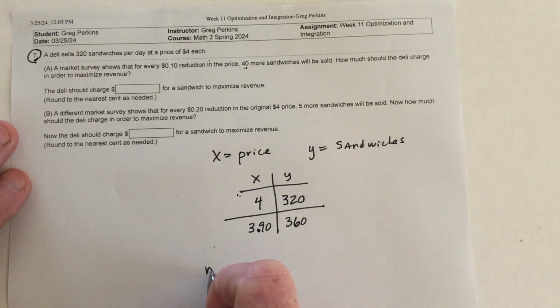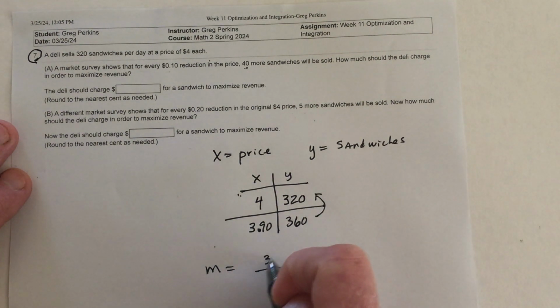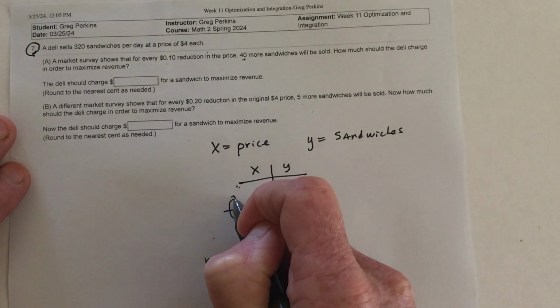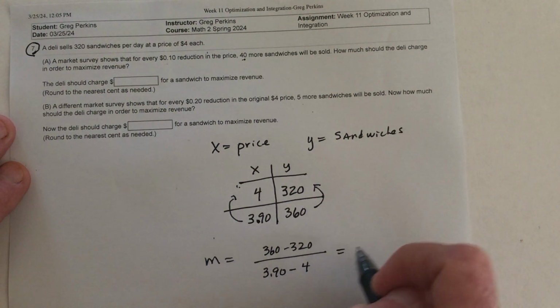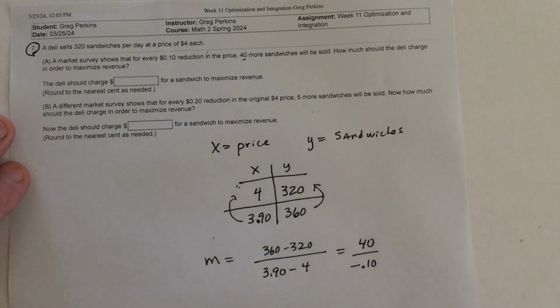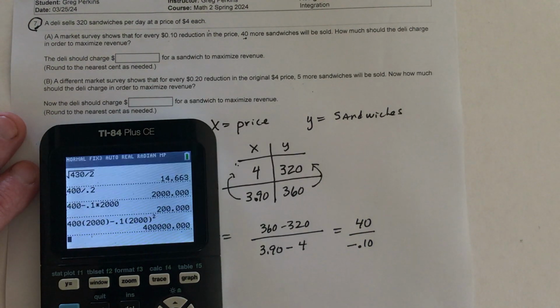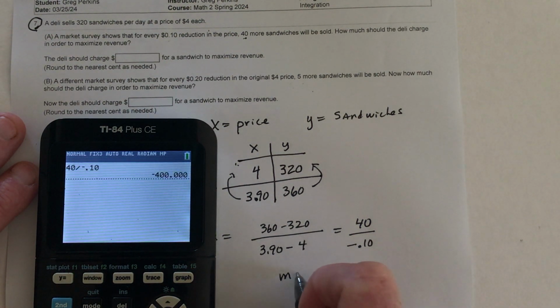Okay, the next thing is find the slope. So if you subtract the two y values, 360 minus 320, and then subtract the two x values, $3.90 minus 4, on top, that's going to be the 40. And on bottom, that's going to be a negative 0.10. And then when you divide those, so then take a 40 divided by a negative 0.10, and it's negative 400.